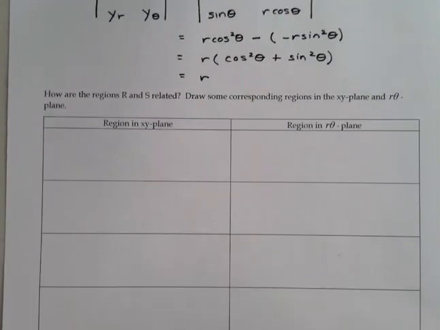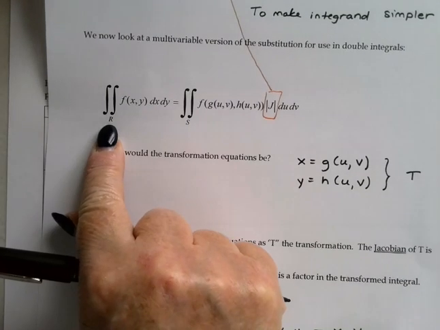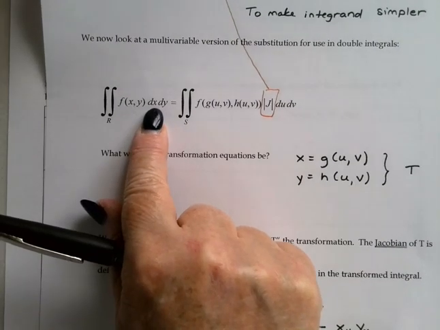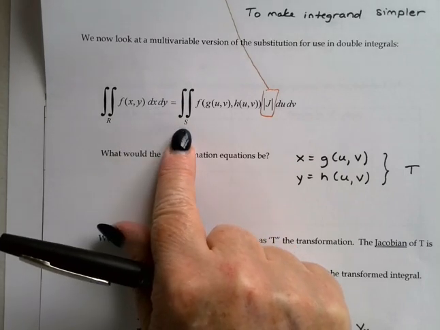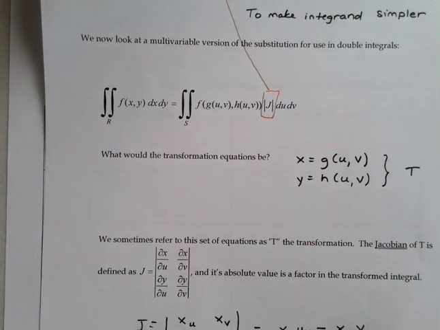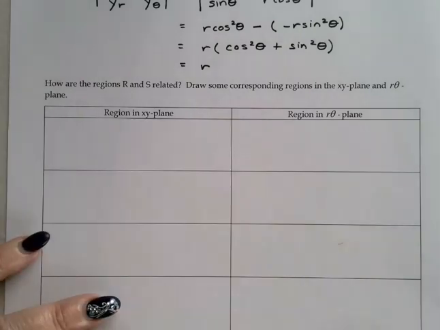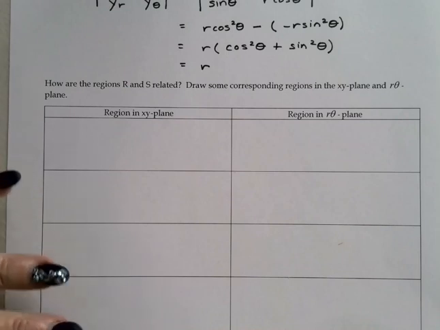All right. How are the regions R and S related? We saw this region R for the variables x and y gets changed to some new region S for our new variables, in general u and v. But let's look at that specifically for the rectangular and polar situation. I'm actually going to switch these around. I'm not as happy as I wanted to be with my little table here. I need to switch that in my notes next time.